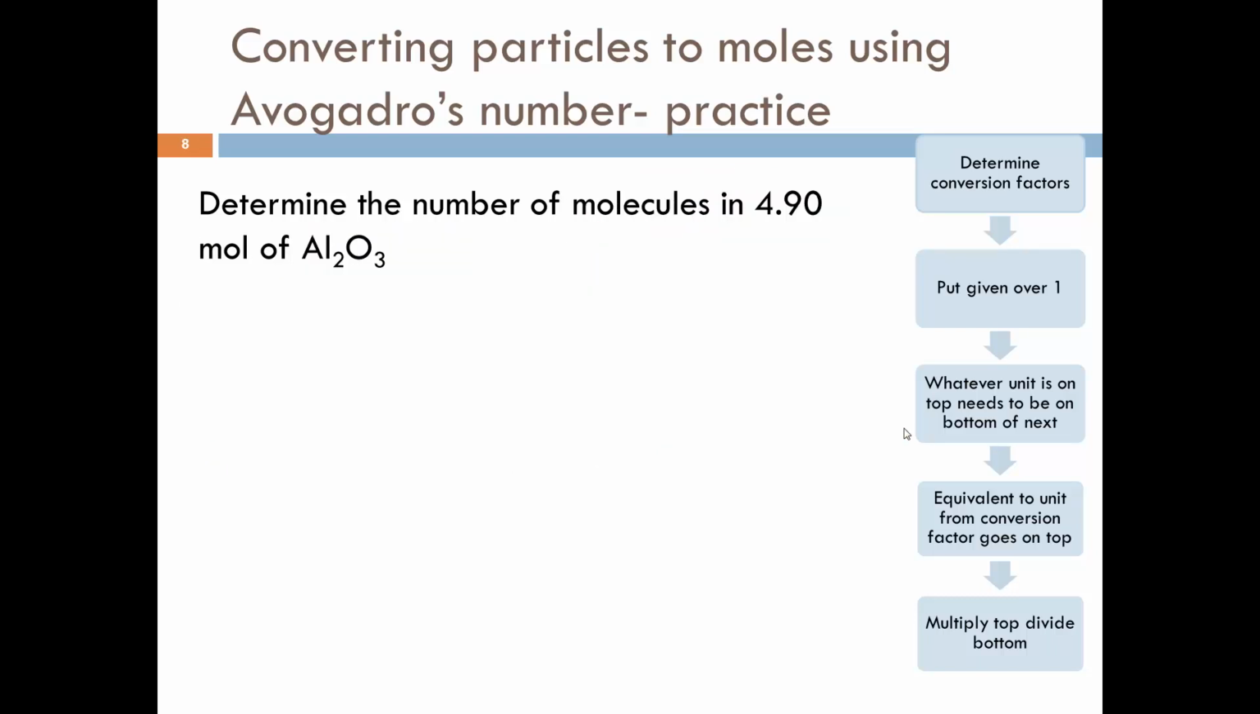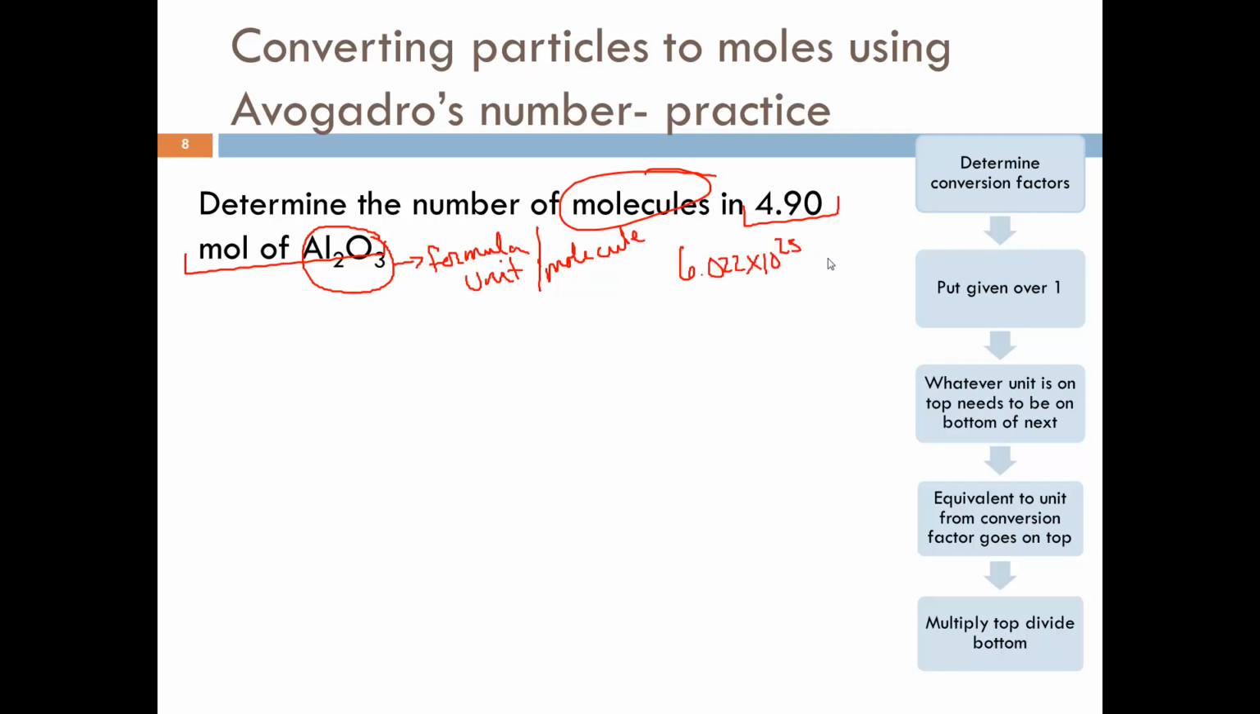Determine the number of molecules in 4.9 moles. This one's a little easier. Notice Al2O3 is a molecule or a formula unit. So that means all I have to do is use Avogadro's number, because that's what it's asking for. So 6.022 times 10 to the 23rd equals 1 mole.